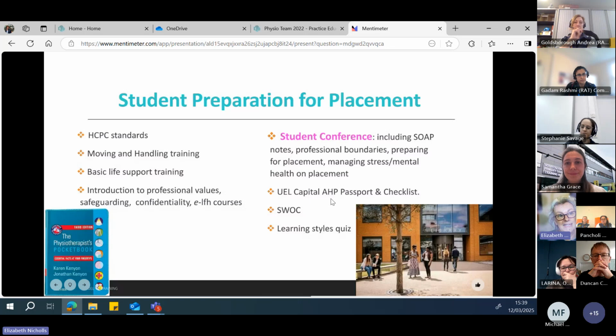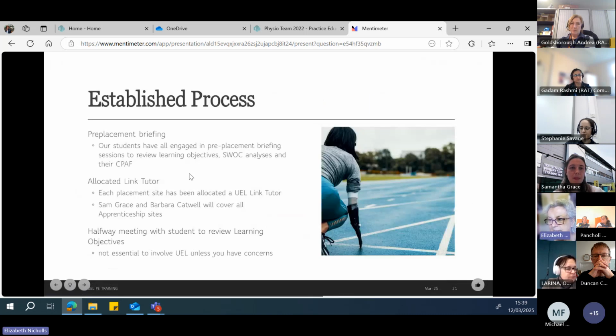They should have all completed a strengths, weaknesses, opportunities and challenges assessment on their own learning to date. And they should have all engaged with a learning style quiz that tells them how they like to learn best. As I've mentioned, we will have conducted a placement briefing with them beforehand on what they should expect in coming out to placement, and gone through those early stages of the CPAF with them.